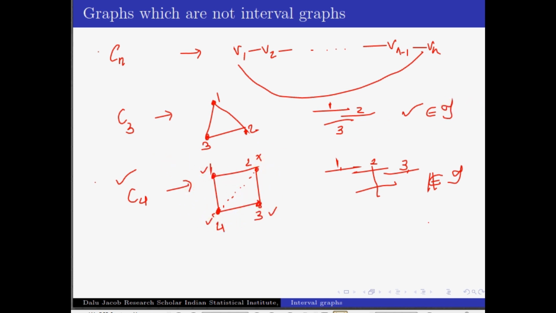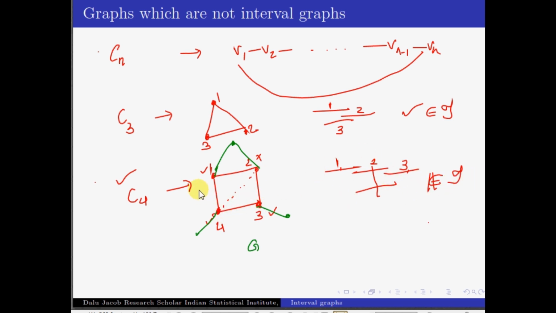Suppose G is not actually C4, it has some extra edges like this or like this, and actually C4 is somewhat hidden inside the graph. So this is our graph G and C4 is somewhat hidden inside G, then also the same thing will happen, right? Even if the extra vertices are there, in order to represent this subgraph, we need a proper interval representation, which is not possible as C4 itself is not in the interval graph.